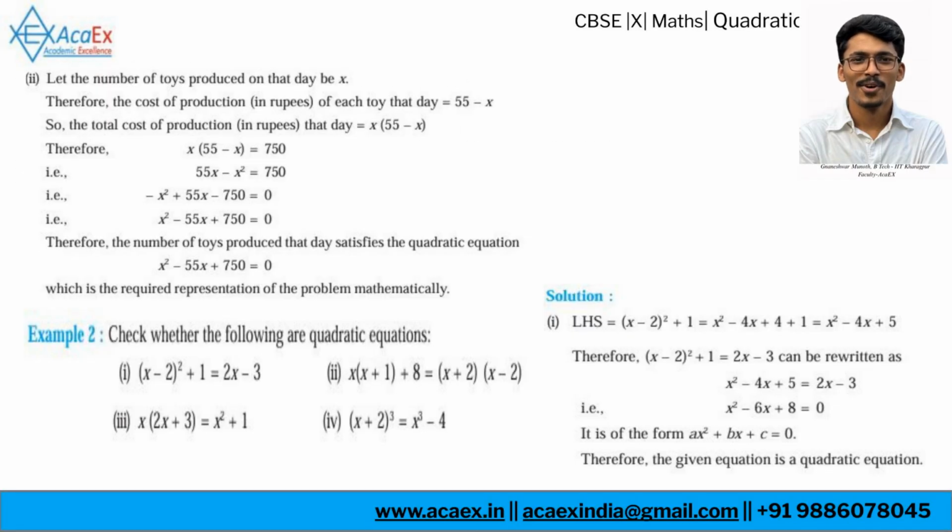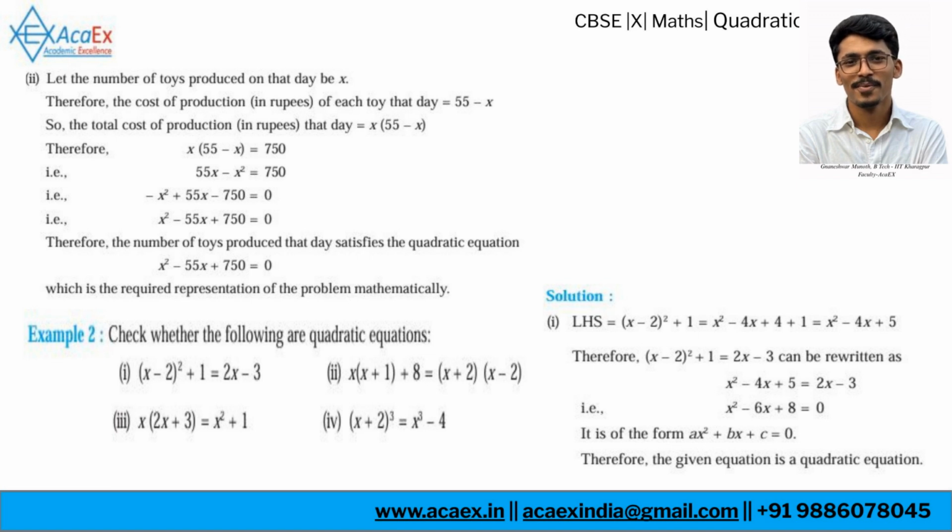Let's represent the toy problem mathematically and check if other equations are quadratic. Toy problem. If x is the number of toys, the total cost is x times (55 minus x), which equals 750. This simplifies to the quadratic equation x squared minus 55x plus 750 equals 0.